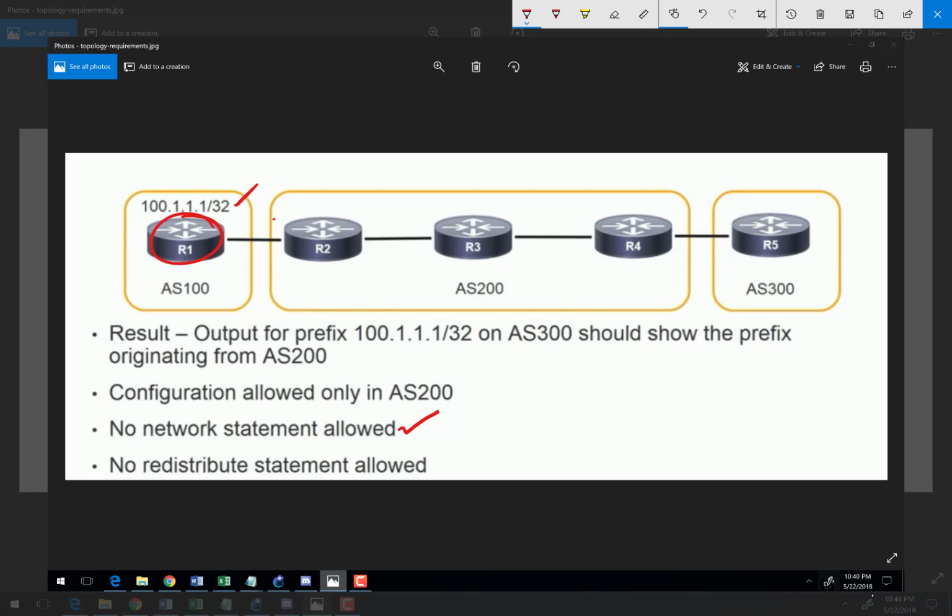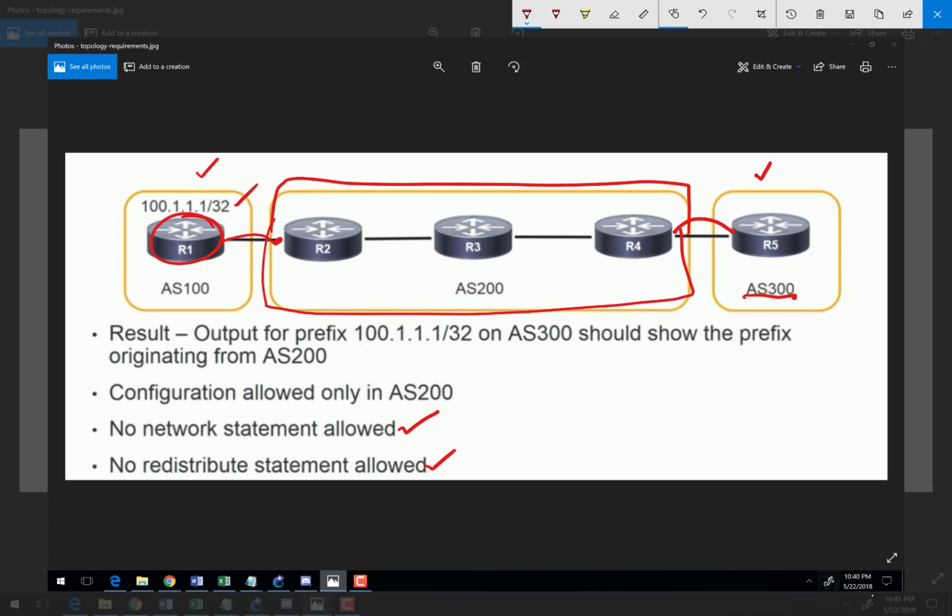My interpretation was that we could use a basic configuration here and here, and that our only truly customized configuration was going to happen in AS200. So over on router 1, I did a basic router bgp 100. I injected the prefix with a network statement, and I made a neighbor to R2. That's it, 3 commands. Over on router 5, I did router bgp 300 and a neighbor statement over to router 4, and that's it, only 2 commands. I did not use a redistribute statement at all in the topology, and nowhere else did I use a network statement.